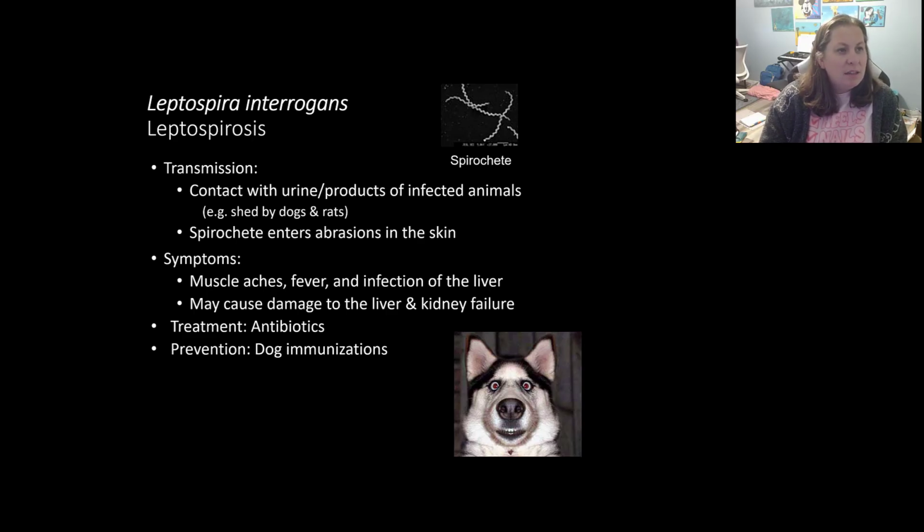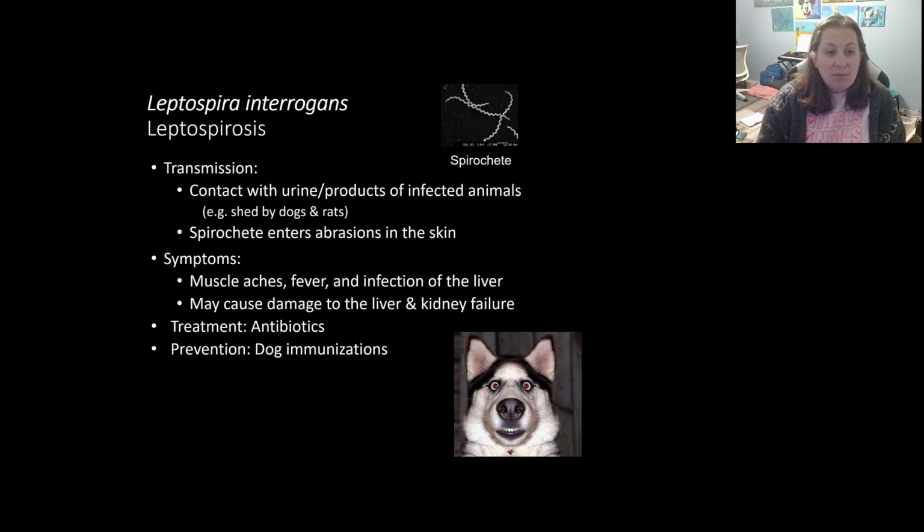These are going to cause leptospirosis. Transmission here is going to be contact with urine and products of infected animals. Specifically, dogs are normally a culprit, but so are rats. Now, one thing to note about this type of bacteria is it is a spirochete. It enters through abrasions in your skin, and it has that corkscrew structure to it.